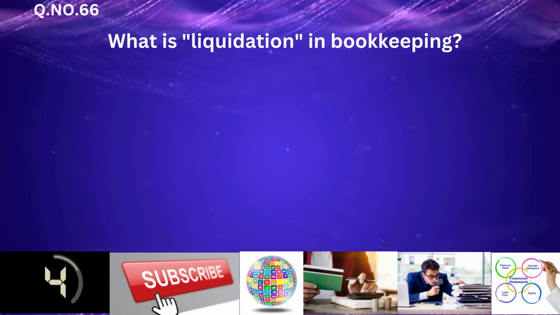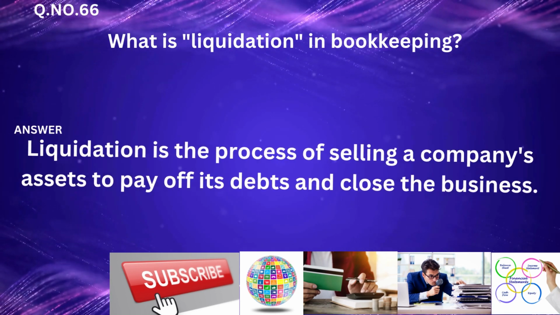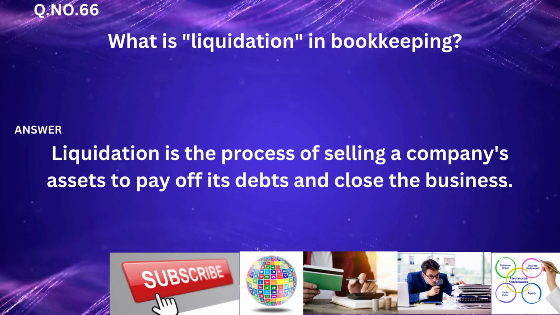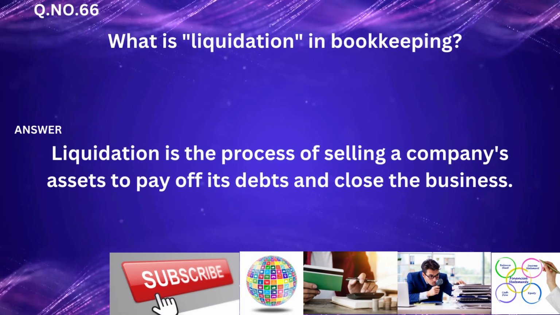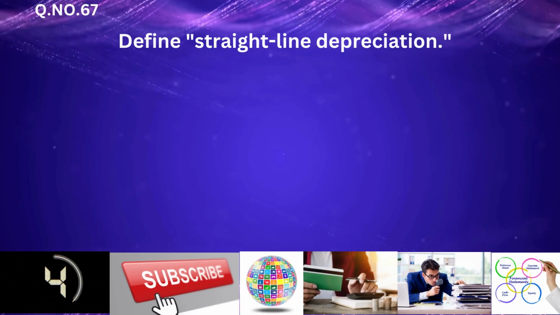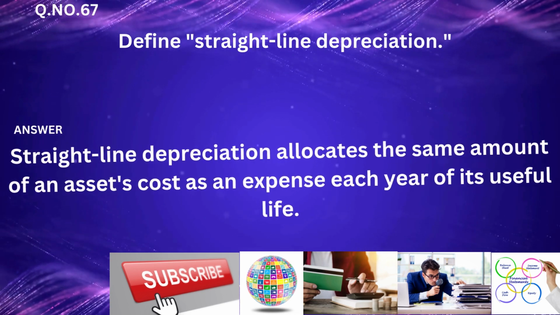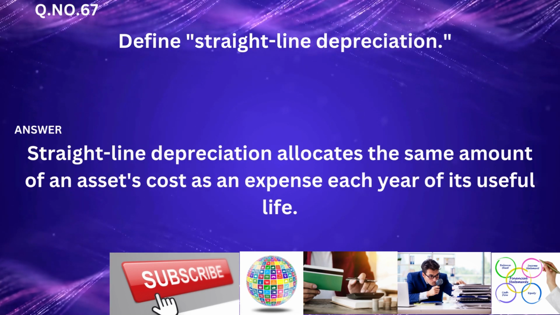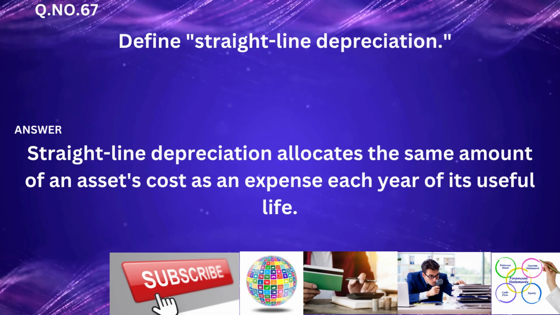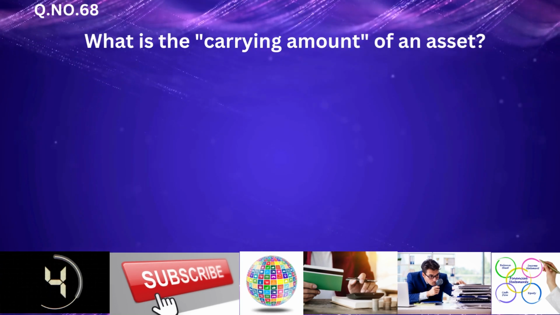Question 74. What is goodwill in accounting? Answer: goodwill represents the premium a company pays when acquiring another business, reflecting the acquired company's reputation and customer base. Question 75. Explain retirement of assets in bookkeeping. Answer: retirement of assets refers to the removal or disposal of assets that are no longer useful.